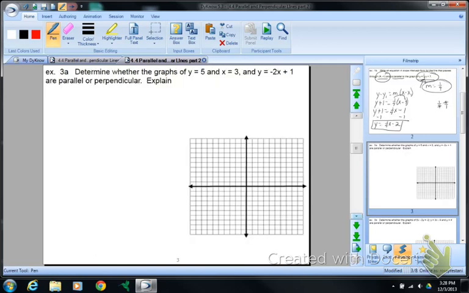Determine whether the graphs y equals 5, x equals 3, and y equals negative 2x plus 1 are parallel or perpendicular. Let's graph all three of these equations on the same grid. y equals 5. What kind of line is that? That is a horizontal line at 5. And x equals 3, that is a vertical line at 3.